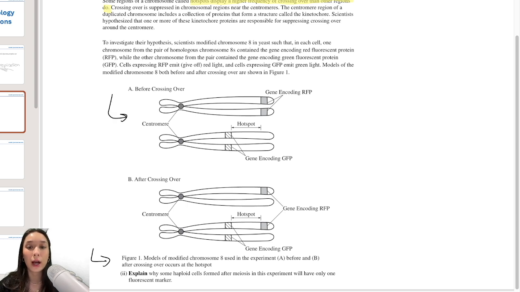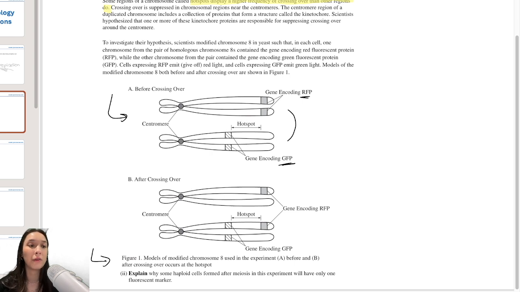You can see that you have 2 homologous chromosomes here. Again, always remember your difference between homologous chromosomes and sister chromatids. These are homologous chromosomes. One of them has RFP, the red light, and one of them has GFP, the green light. And then when they do crossing over, you guys know that the 2 inner sister chromatids are going to swap, and they're going to swap somewhere within this hot spot, right? Because we said it's going to be suppressed somewhere near here, but there is going to be a lot of crossing over in the hot spot.